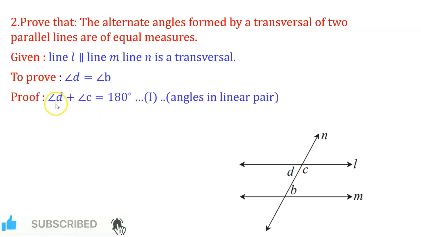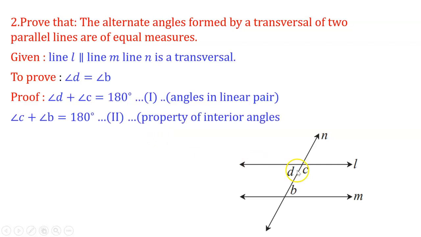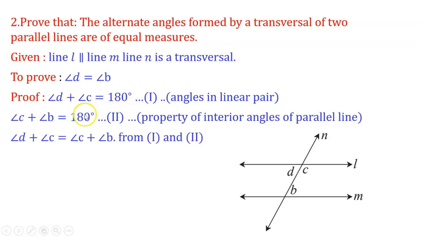Now see this here. Measure of angle D plus measure of angle C is equals to 180 because these two angles are angles in linear pair. Statement number 1. Next, measure of angle B plus C is equals to again 180. Statement number 2. Property of interior angles of parallel lines. Okay. आता या दोघांचं मेजर किती तर 180 आहे म्हणजे त्यांच्या राईट हँड सेम आहेत. Therefore their left hand side देखील सेम असणार आहे.